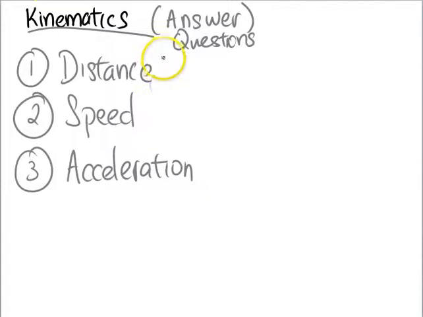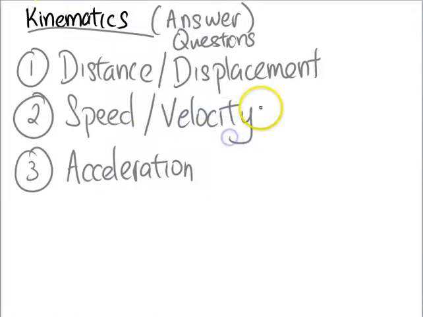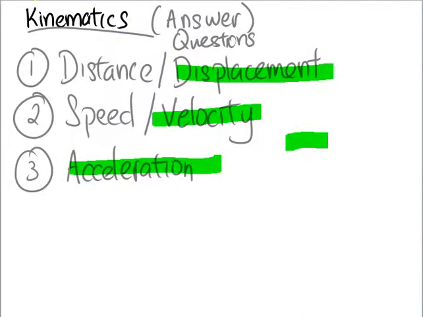Now, with regards to distance, sometimes you might see this word called displacement. With regards to speed, you may see this thing called velocity. In your syllabus, normally you just need to know that distance is a scalar, displacement is a vector. Same thing, speed is a scalar, velocity is a vector. Acceleration is a vector. Highlighted in green equals vector. Highlighted in yellow is scalar.